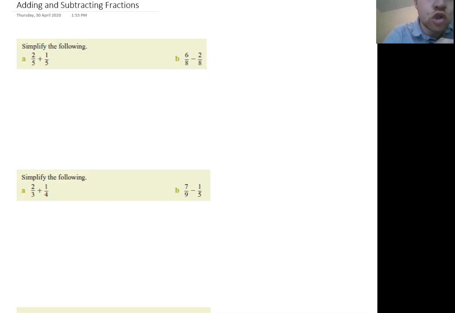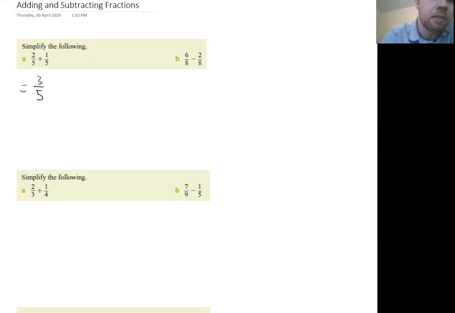So 2/5 plus 1/5 equals 3/5. The 5 stays the same. Don't add those together. I don't want to see 3/10 because that's not true. We've got 2 bits plus 1 bit, which is 3 bits, or 3/5 in this example. Now when we subtract, it's the same deal.